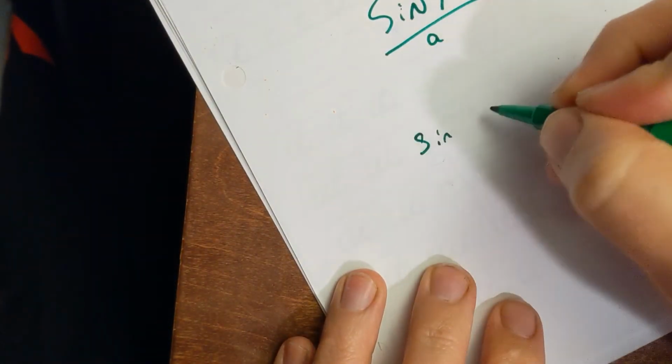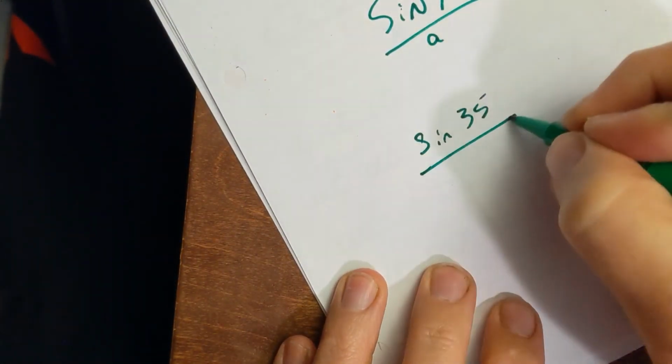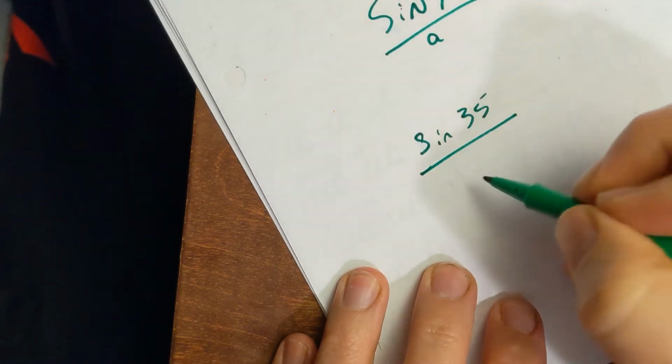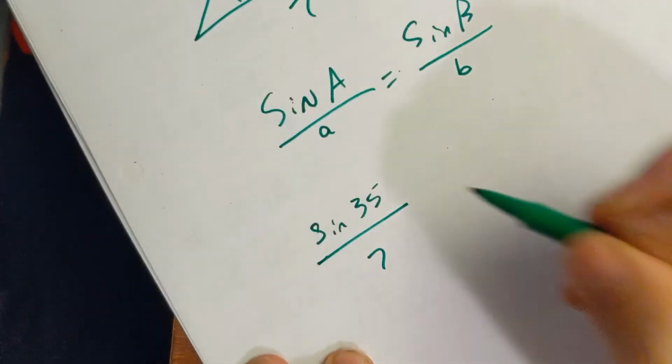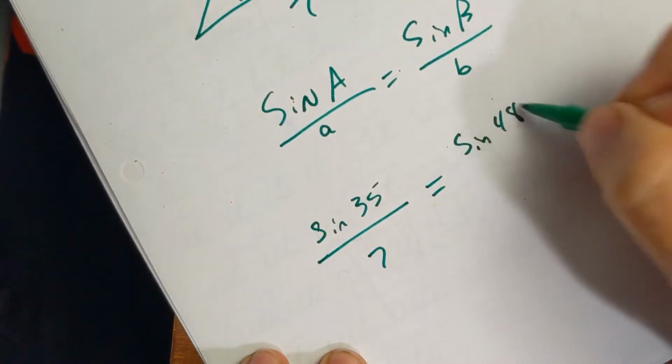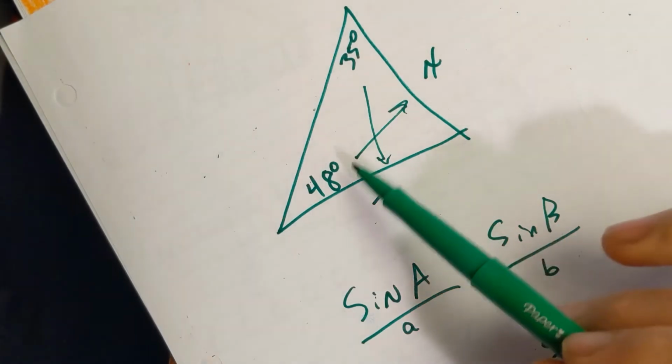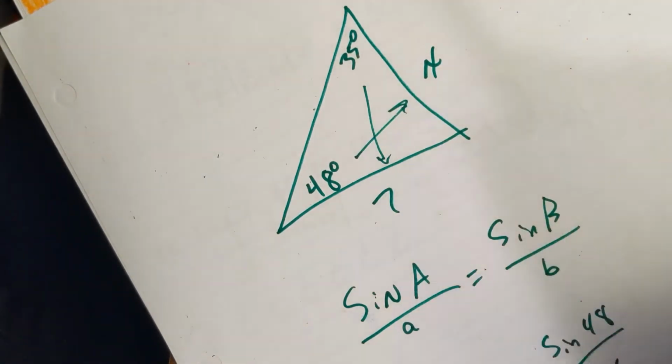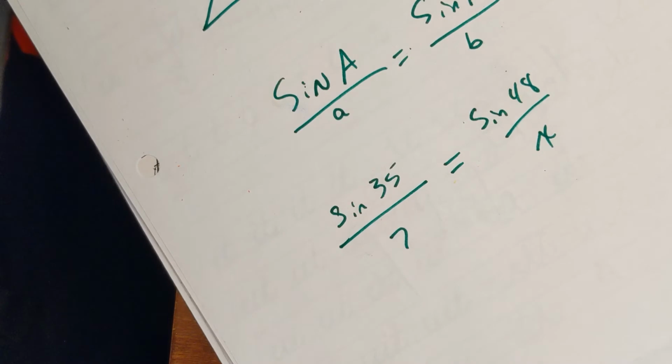So I'm going to do sine of 35 over 7 equals sine of 48 over x. And that's right from my triangle setup. 48 over x, 35 over 7. So here's our setup. So now I'm going to go ahead and let me get my calculator out.